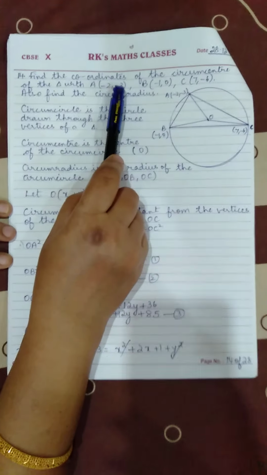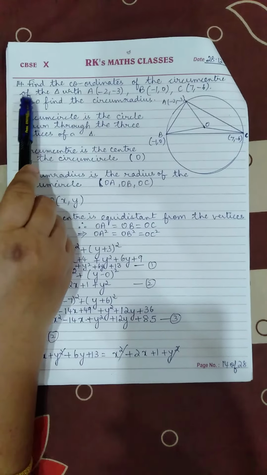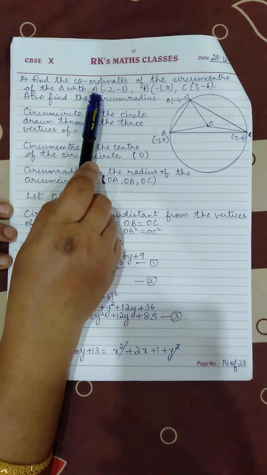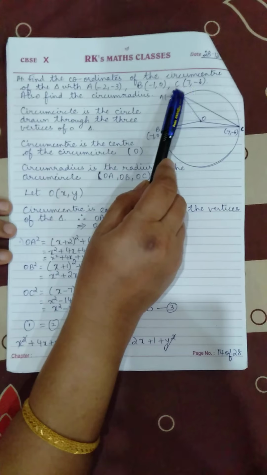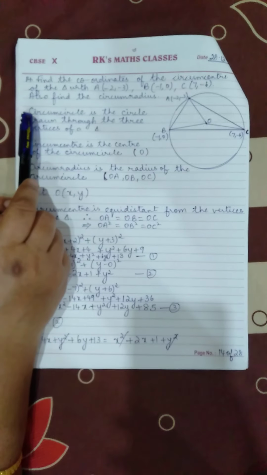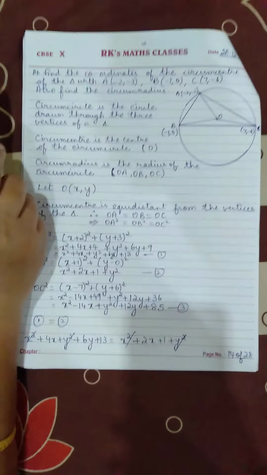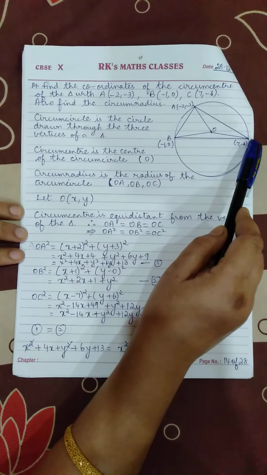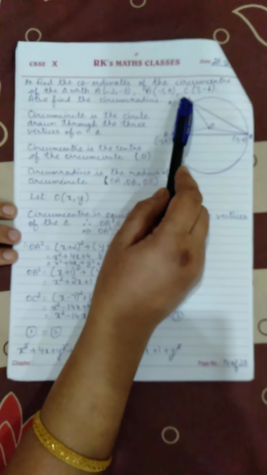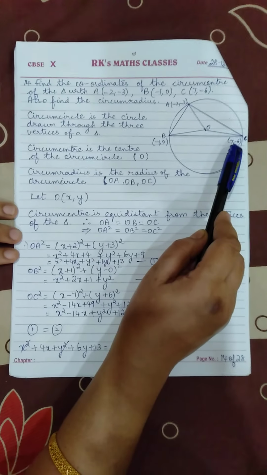Find the coordinates of the circumcenter of the triangle with A (-2, -3), B (-1, 0), C (7, -6). Also find the circumradius. So here we have the triangle ABC. We have marked off the coordinates of the vertices A, B and C.